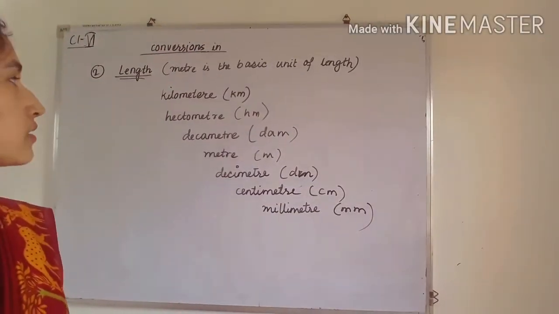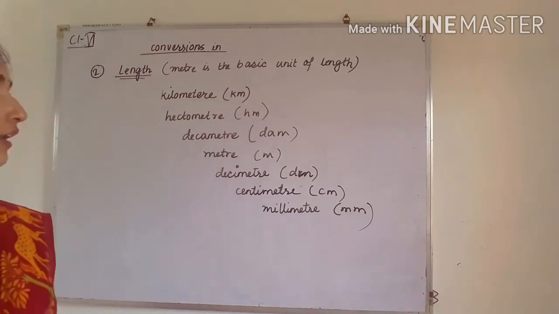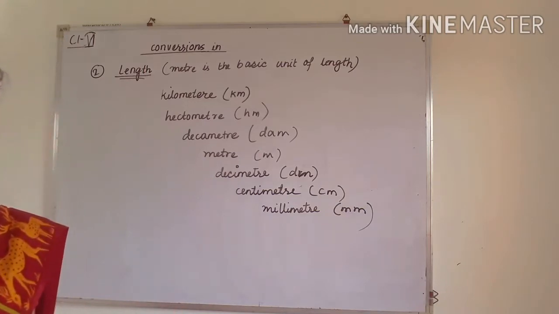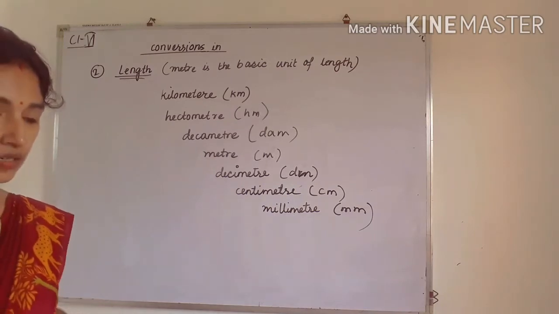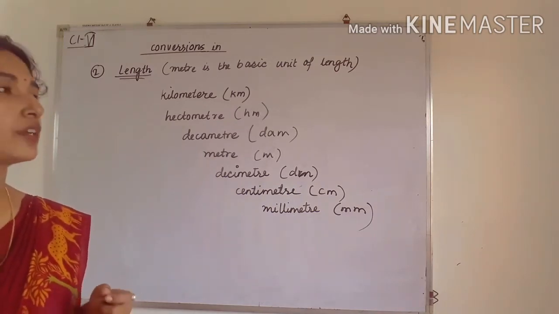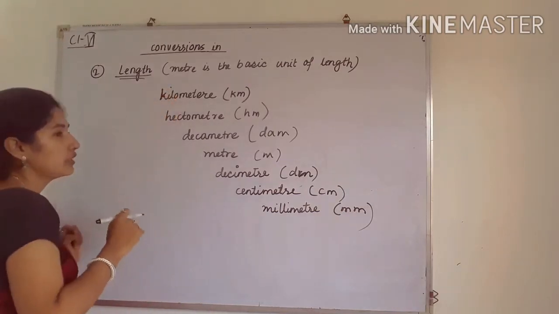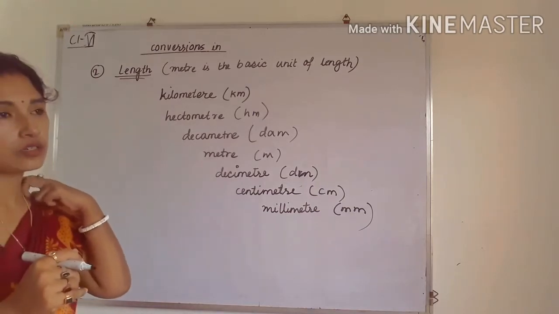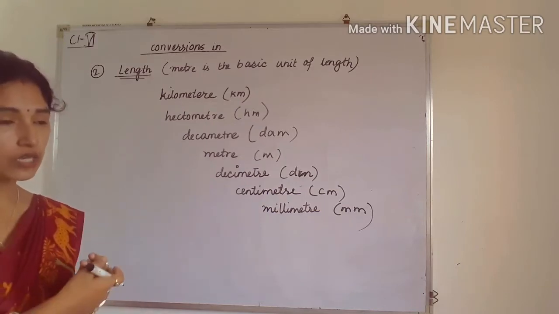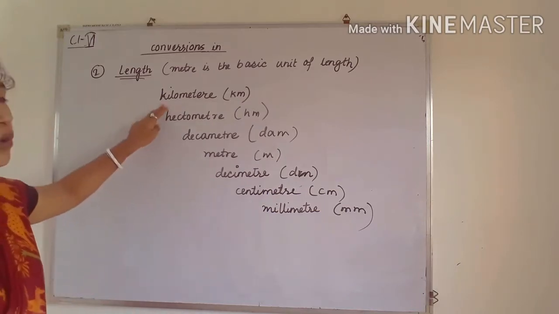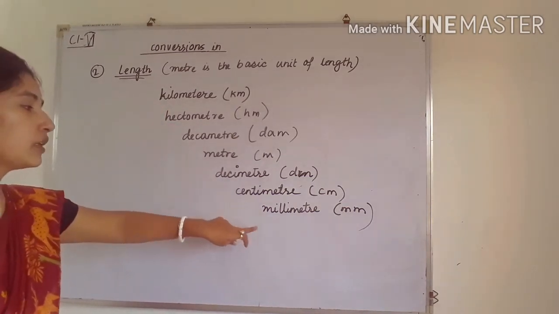See the next conversion. Next conversion is for length. Okay, so in length we have already discussed in class 5 that meter is the basic unit of length. We use meter in general cases, for measuring the length. So the largest unit, that means whenever you have to measure a very large distance, then we have to use kilometer. That will be the highest one. Then hectometer, decameter, meter, decimeter, centimeter, millimeter.